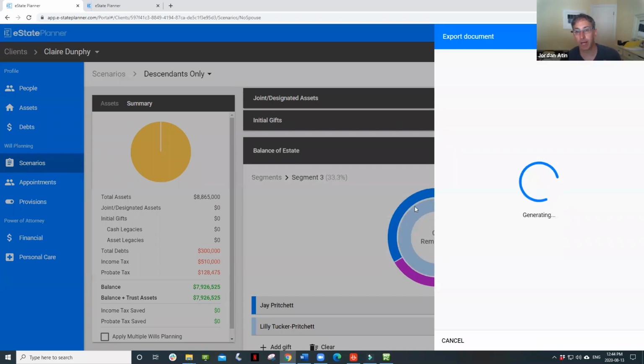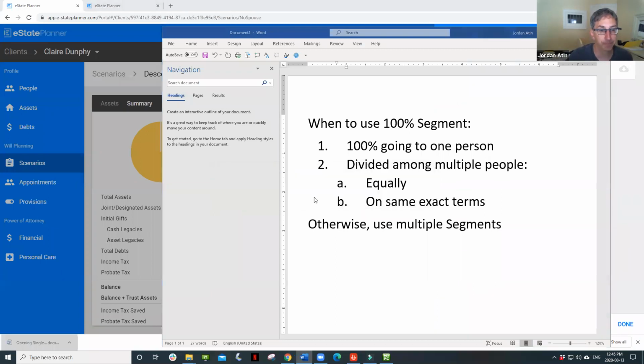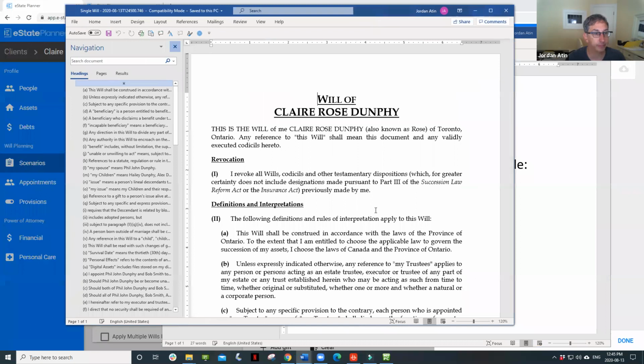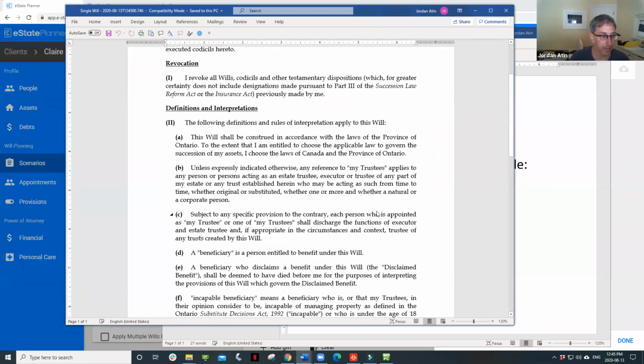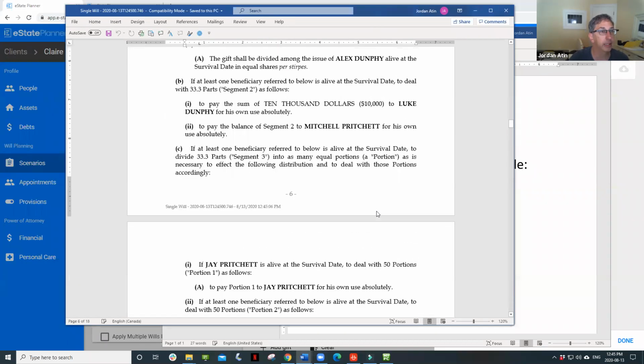And again, it's drafted so that if somebody's not alive, that third, that percentage doesn't lapse, because in the will, it doesn't refer to percentages. You'll note it refers to parts and portions, and because we don't want a lapse. And so this prevents a lapse. So here we have the will, and we'll just go to the balance of the estate, the residue section here.